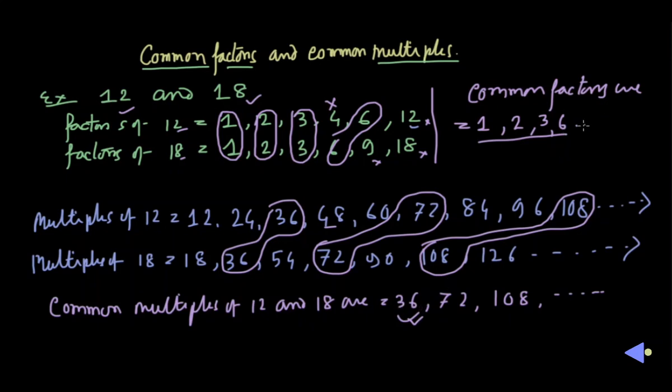36 is the lowest common multiple, and in the case of factors, 6 is the highest common factor in both cases. So that is the process to find common multiples and common factors.